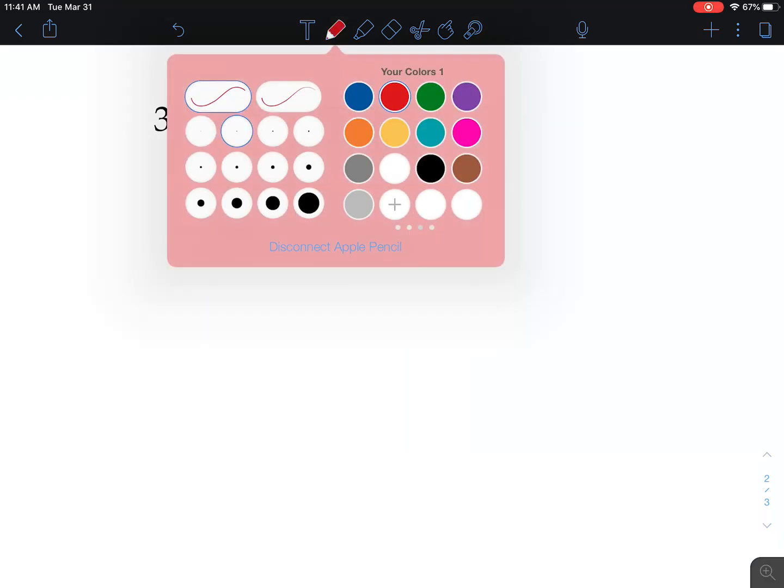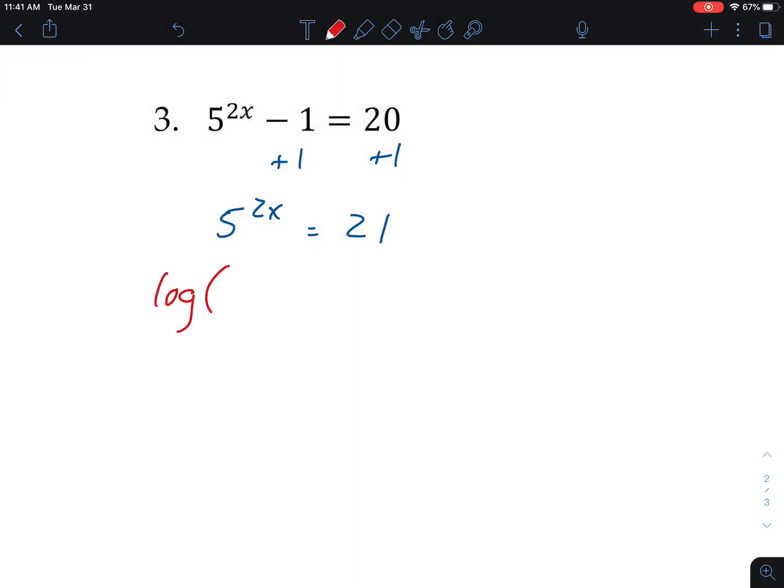I got to take the log of both sides. All right, so we got to do the log of both sides. The right-hand side is very easy, log of 21. Okay, and the left-hand side, log of 5 to the 2x.